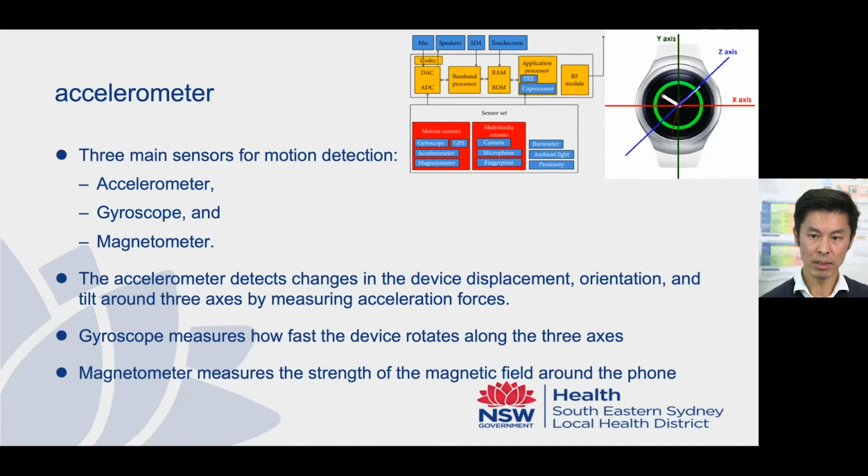There are three main sensors in our smart devices to measure motion detection: an accelerometer, a gyroscope, and a magnetometer. The accelerometer detects changes in the device displacement, orientation, and tilt across those three axes, whereas the gyroscope measures just how fast the device rotates along the three axes, and the magnetometer measures the strength of the magnetic field around the phone. So in measuring the changes of acceleration, the accelerometer's aim during sleep is to measure whether there's movement and therefore predict whether the patient is in different stages of sleep.